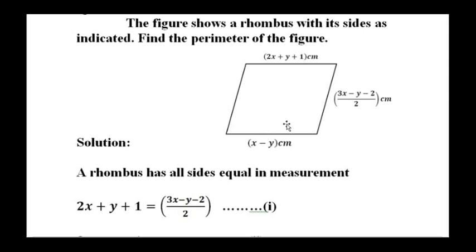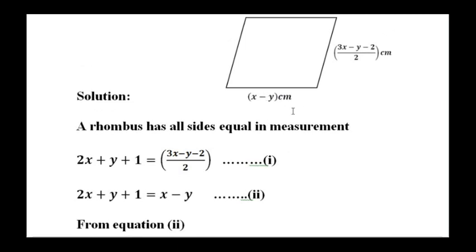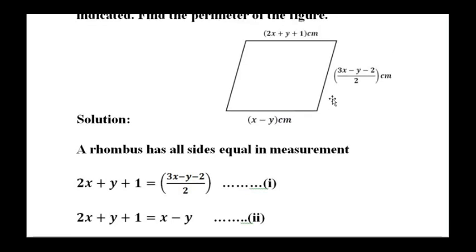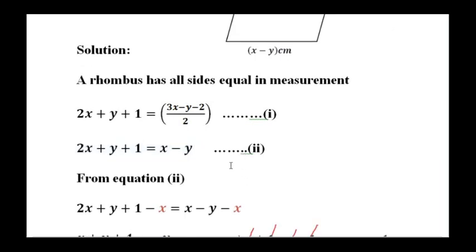Since all sides of a rhombus are equal in measurement, I'll take the length of the side 2x + y + 1 centimeter to be equal to the length of the side (3x - y - 2)/2 centimeter. And I will name this equation as equation 1. Now, I'll take the length x - y centimeter to be equal to the length 2x + y + 1 centimeter. Now, I will name this equation as equation 2.